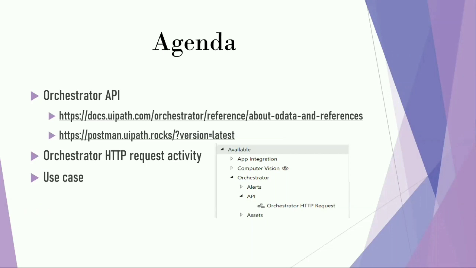I'll tell you. The Orchestrator HTTP Request activity is used to call Orchestrator API and allows us to handle Orchestrator data related to process, robot, jobs, asset, queues, etc. Also, it takes a relative endpoint to call an API. So don't worry about the term relative endpoint; you'll get to know in my next video. On the other hand, HTTP Request can be used to call any other endpoint. So now we are clear with the Orchestrator API and the difference between the Orchestrator HTTP Request activity and the HTTP Request activity. So we'll move on to our use case.